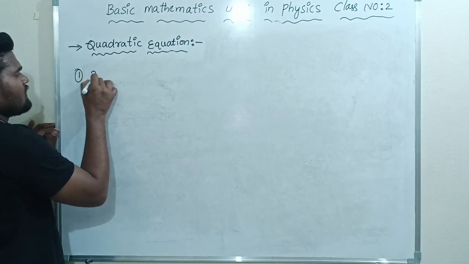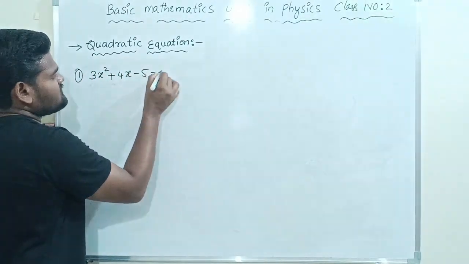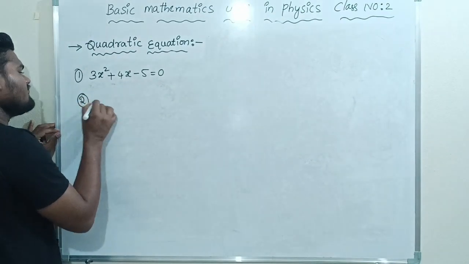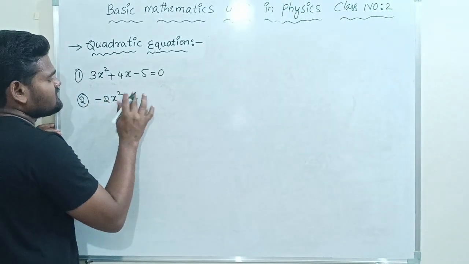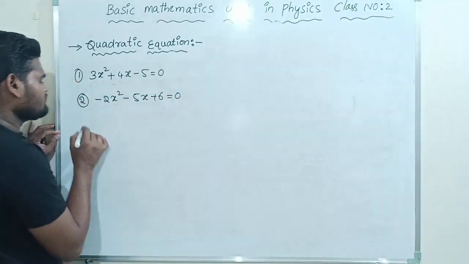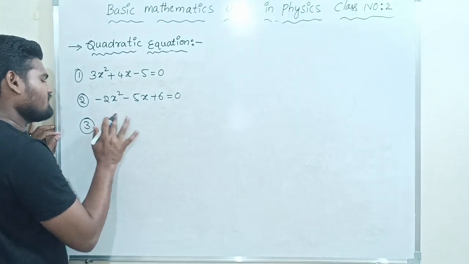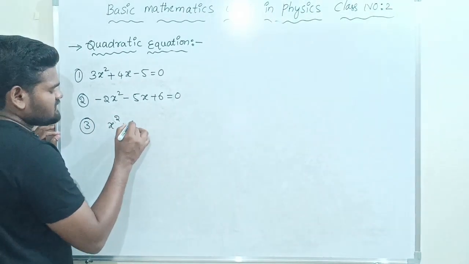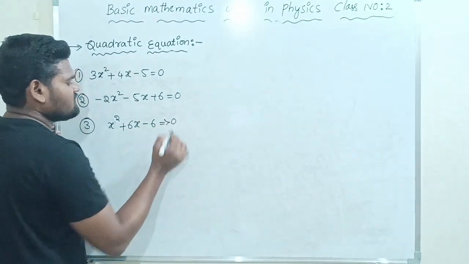So first problem, 3x square plus 4x minus 5 is equal to 0. Second one, minus 2x square minus 4x minus 5x plus 6 is equal to 0. Third one, x power 2 plus 6x minus 6 is equal to 0.